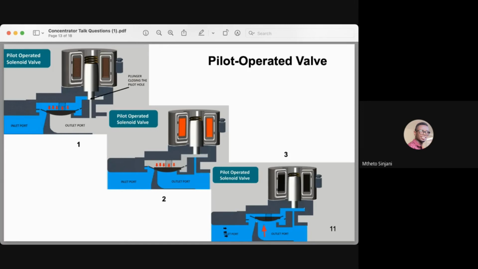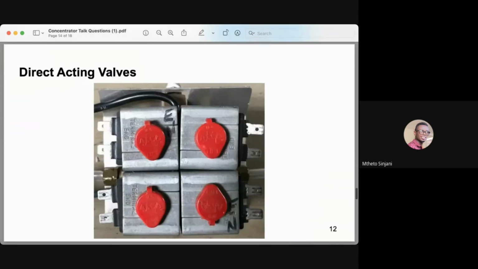So moving on to the next slide. How do we identify the type of solenoid valve used in an oxygen concentrator? How do you know that this is a direct acting valve or this is a pilot operated valve?